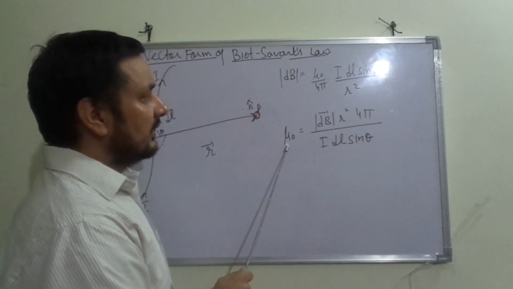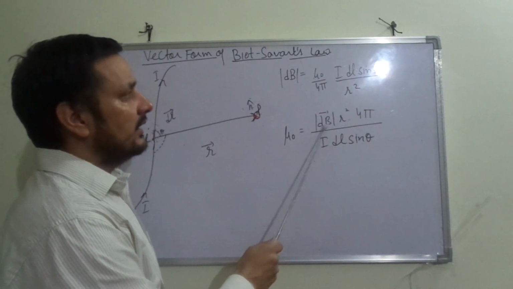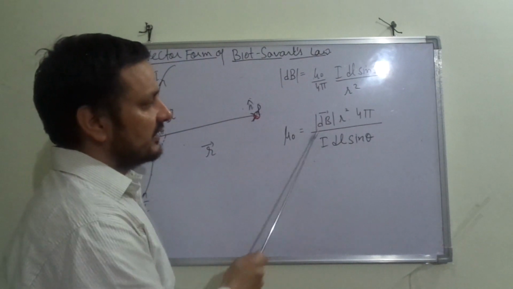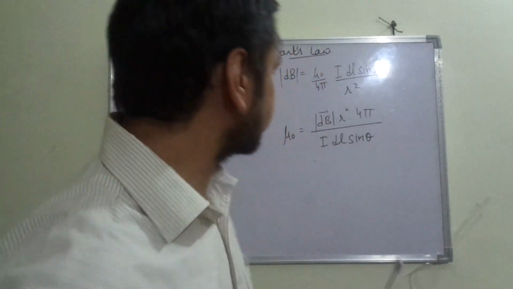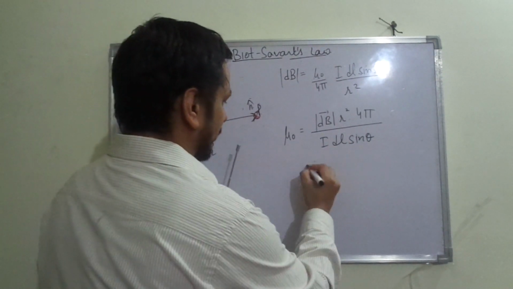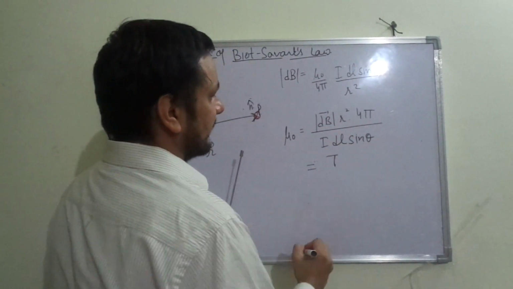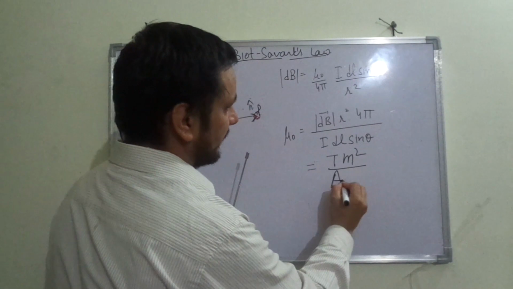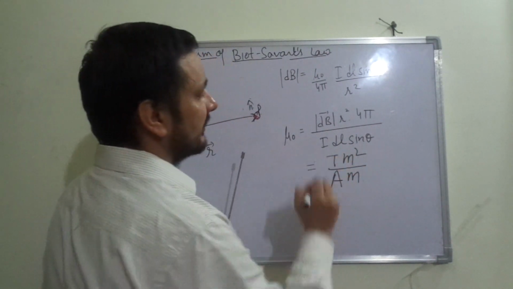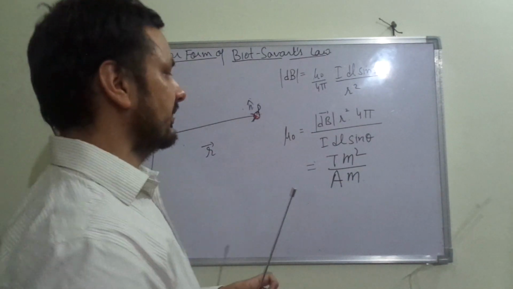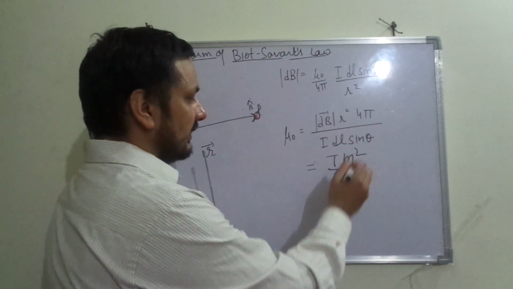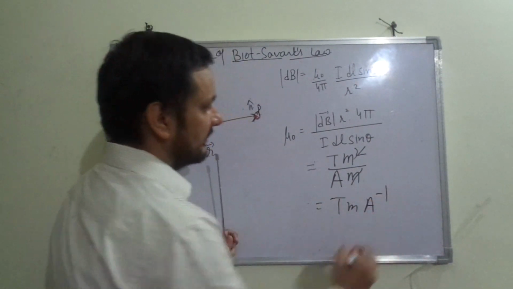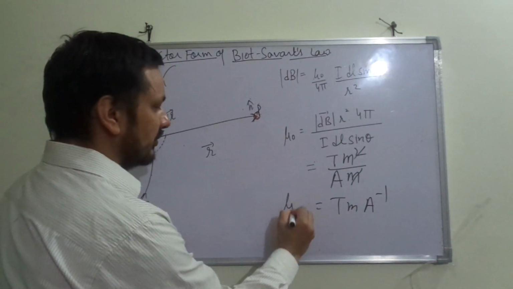Now let's see, यहाँ से अगर हमें mu naught निकालना है, it will be dB into r square, 4 pi and I dl sin theta will be in denominator. Now what will happen? Here you can see we have to find its units. What is the unit of magnetic field? It is Tesla. What is the unit of distance? That is meter square. Unit of current is ampere. Again unit of length is your meter. Here sin theta and 4 pi are the constants. So finally meter cancels with this and we have T m A minus 1. This is the unit of your mu naught.